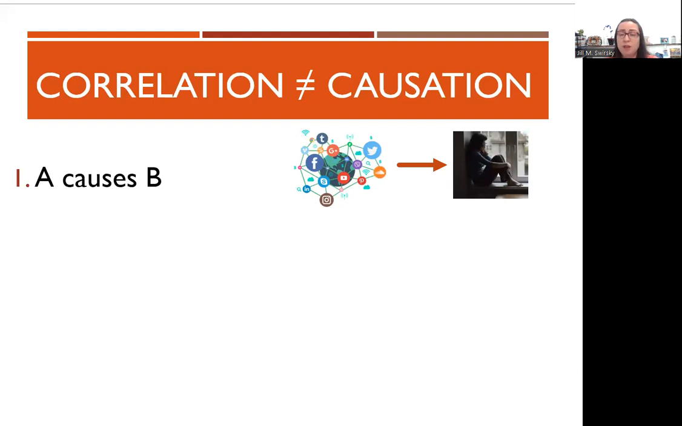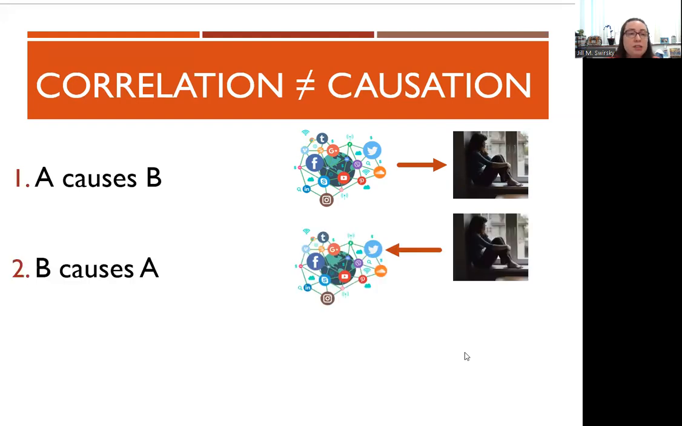The first, and maybe the most obvious one, is that A causes B. Social media causes loneliness. I can buy that. I could definitely see how being on social media a lot could make you feel isolated. The second possible explanation is that B causes A, or loneliness causes social media. Maybe people who are lonely are going to seek out social media. Maybe people who struggle with human interaction might find social media to be an easier way to connect. I could buy that too.